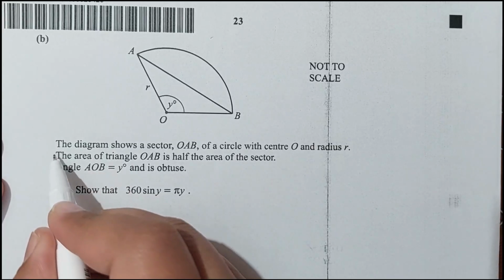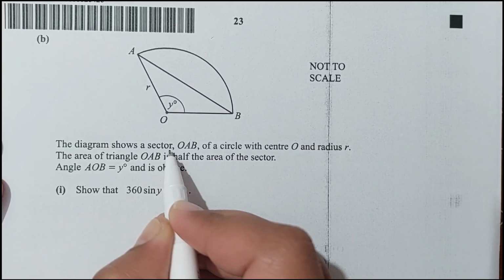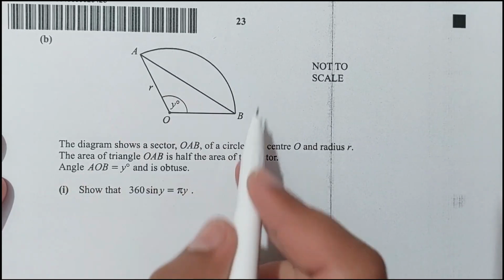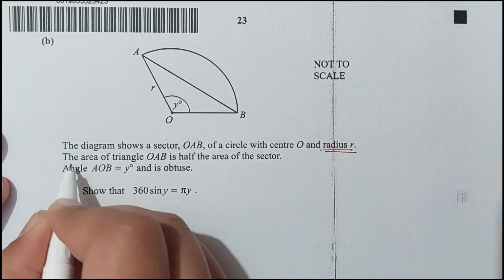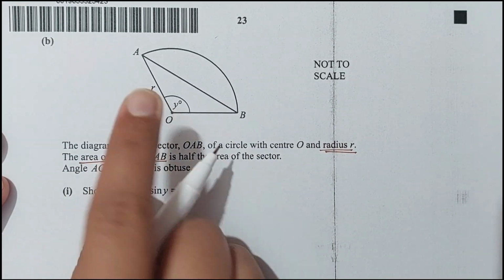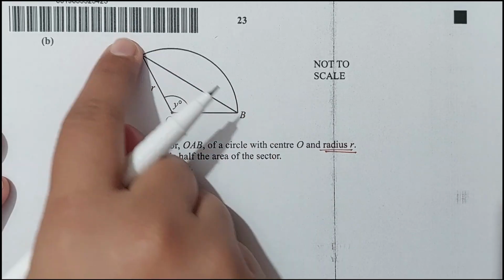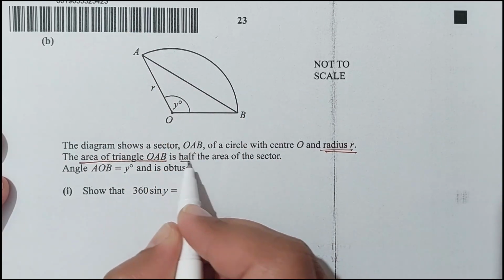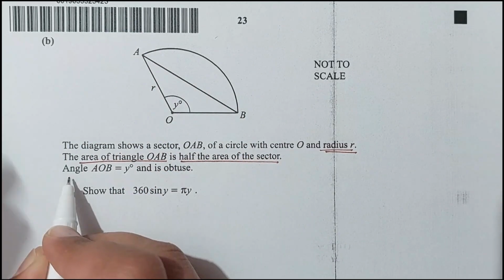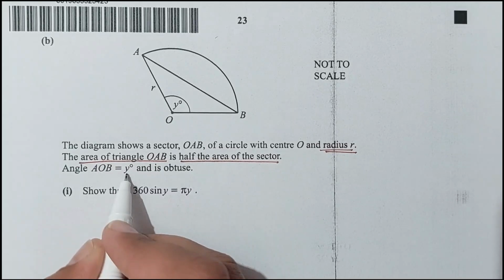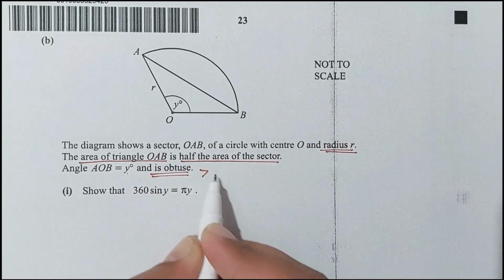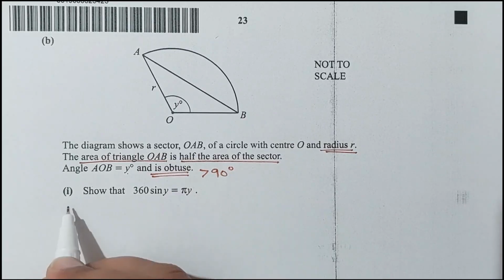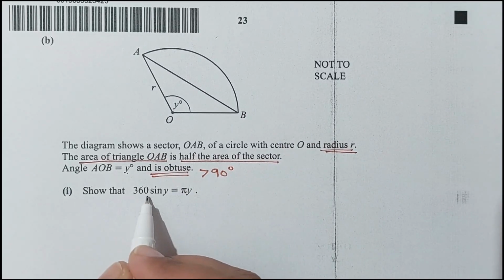Now for part B, the diagram shows a sector OAB of a circle centered at O and the radius is r. The area of the triangle OAB, this is a triangle, is half the area of the sector. Angle AOB is y degrees and is an obtuse angle. This is more than 90 degrees. Okay, number 1, show that.